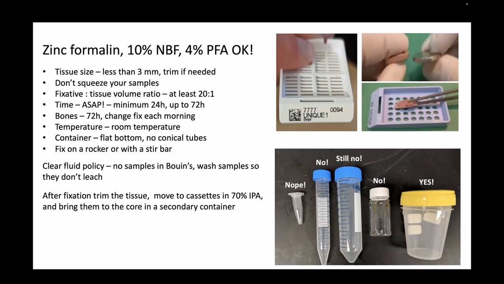And after fixation, you want to trim your tissues. You want to make sure that you got the right part of the tissue that you're going to submit to your core, or that you're going to process later on. And at that moment in time, you can also check if the tissue is properly fixed inside. If you cut it in half and it's raw inside, not good, not good.